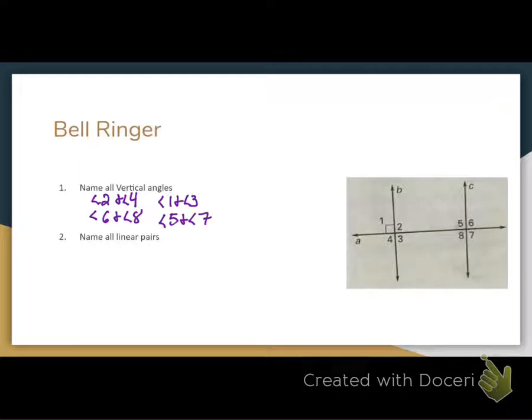Okay, now we're at linear pairs. Do you guys remember what it means to be a linear pair? Next to each other, the non-shared sides form a straight line, right? So let's start up here. Sierra, can you name me a linear pair? 1 and 2. Deshaun, can you name me another? 5 and 6. Okay. 8 and 7. Raj?